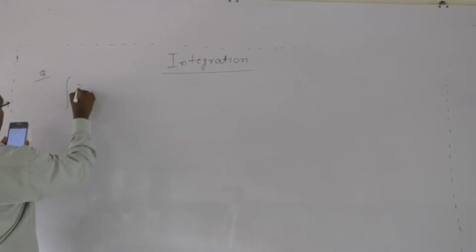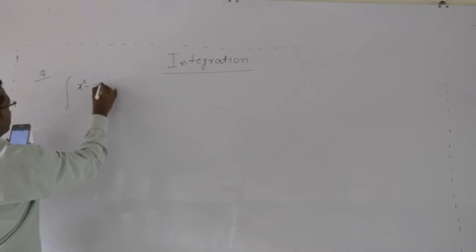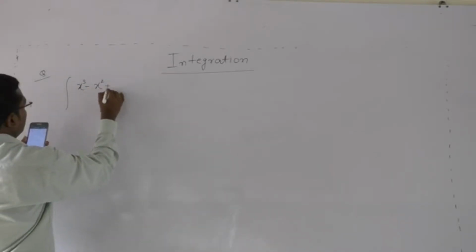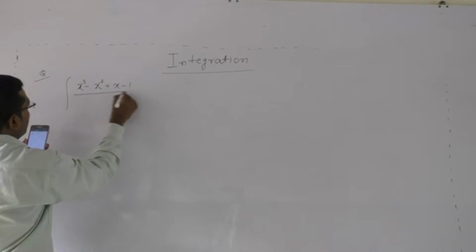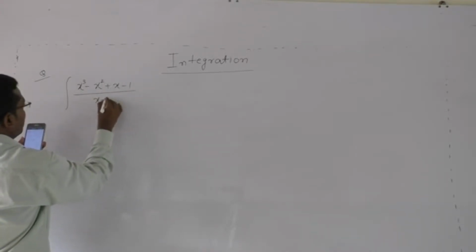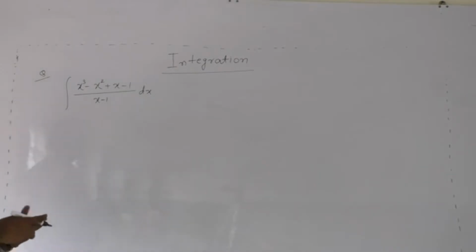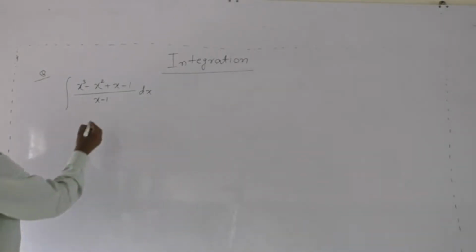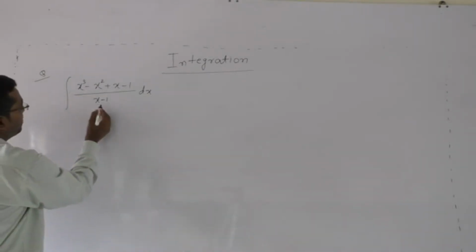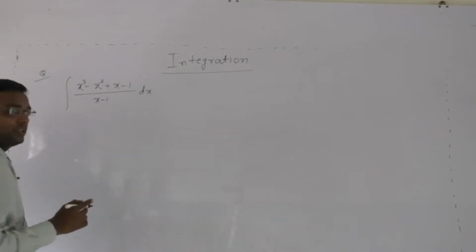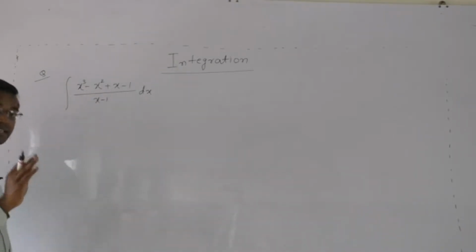Integration of x cube minus x square plus x minus 1 over x minus 1 dx. We have to integrate this function. Now here we can't divide like x cube by x minus 1, x square by x minus 1, because that will not give us the standard form.